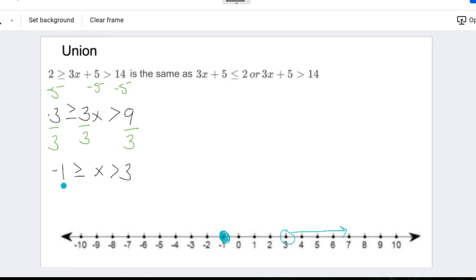This is the tricky part because this is backwards. Negative 1 is greater than or equal to x. So if you read it from the variable though, you see that x is less than or equal to negative 1, so that's why that's going to the left.